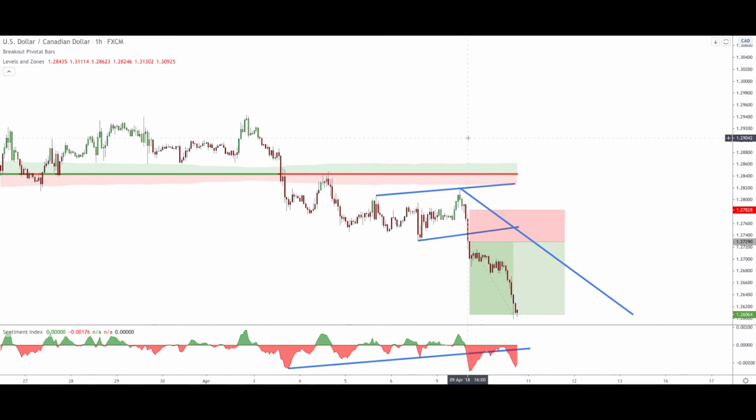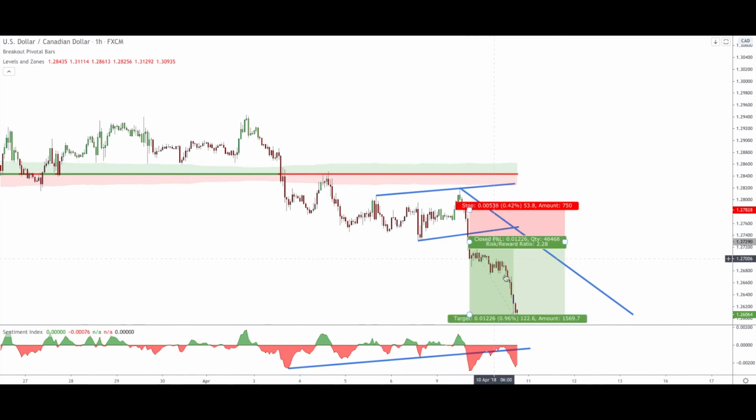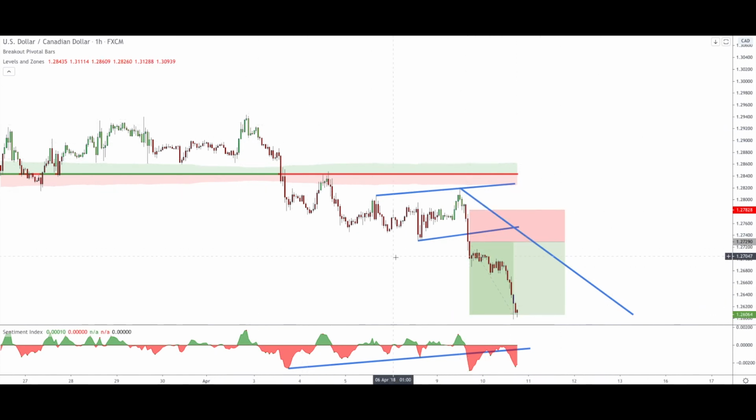Like this one, it was obvious that this was a trend continuation to the downside because we were in a downtrend. We were below a significant resistance. The sentiment index was confirming the fact that the downtrend could have its strength to move to the downside. So everything was confirming our analysis, and we traded and we finally got our return, which is more than 2, which is okay for me.